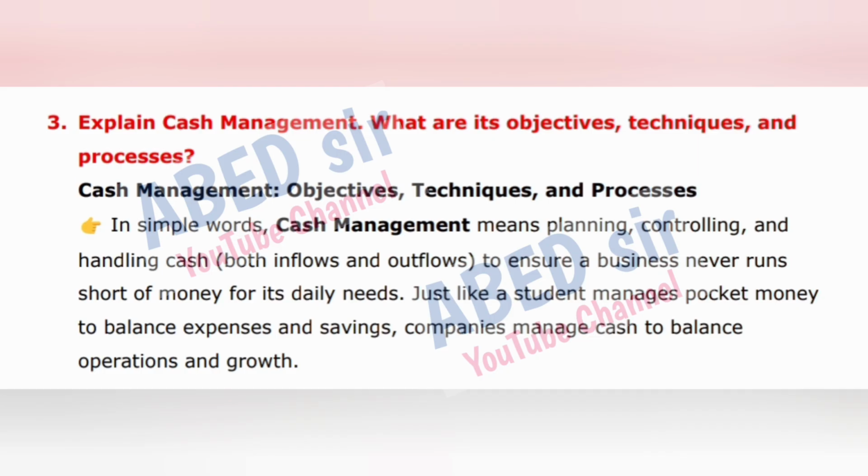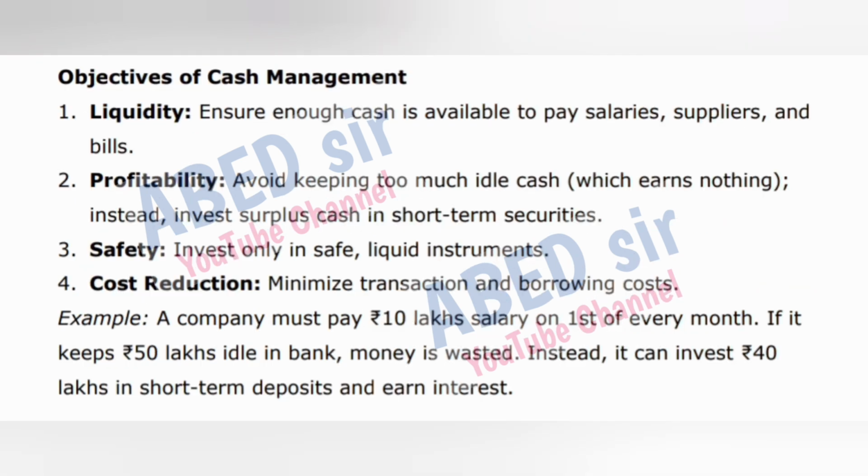Just like a student manages pocket money to balance expenses and savings, companies manage cash to balance operations and growth. Objectives of cash management. 1. Liquidity. Ensure enough cash is available to pay salaries, suppliers, and bills. 2. Profitability. Avoid keeping too much idle cash, which earns nothing.